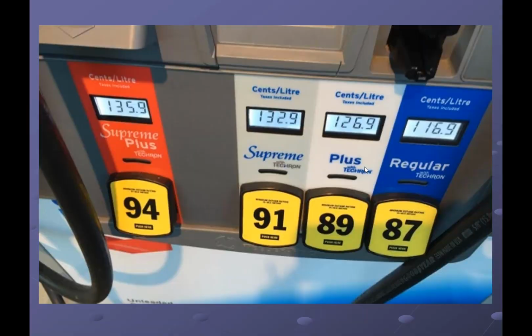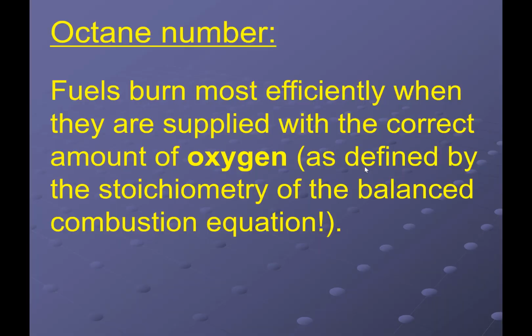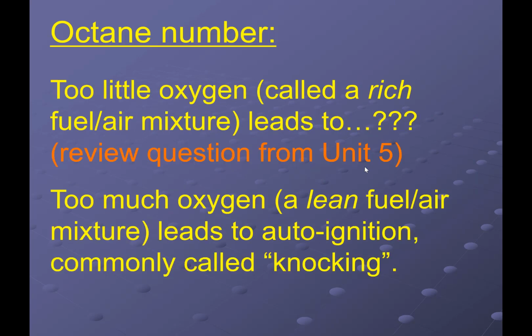designed for. Fuels will burn most efficiently when they're supplied with the right amount of oxygen. This is predicted by the stoichiometry in a balanced equation. If you have too little oxygen, we call it a rich fuel mixture: way too much fuel versus how much oxygen there is. That leads to something called partial or incomplete combustion. Instead of fully getting CO2, we get carbon. We get a very dirty flame with unburned amorphous carbon. We also tend to get carbon monoxide, which is a toxic gas.